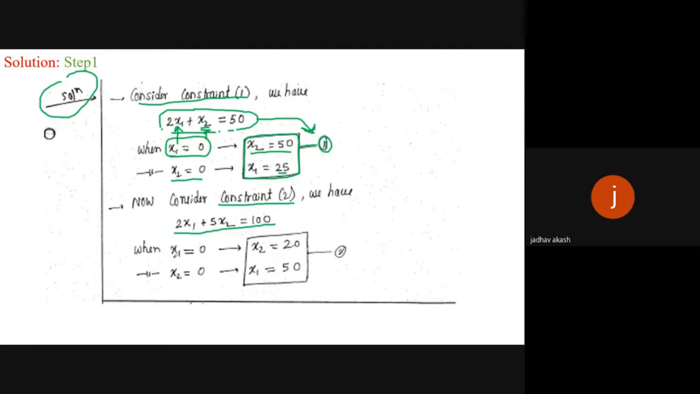And then in this equation, put x1 as 0 first. So if we put x1 as 0, you're getting 5x2 is equal to 100. And if we simplify, x2 is equal to 20. That is what we are getting. Now put x2 equal to 0. Now what will happen? We are getting 2x1 is equal to 100. And after simplifying, you're getting x1 is equal to 50. So this is the second set of values for x1 and x2 we are getting from the second constraint equation.